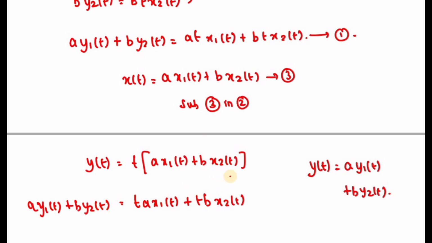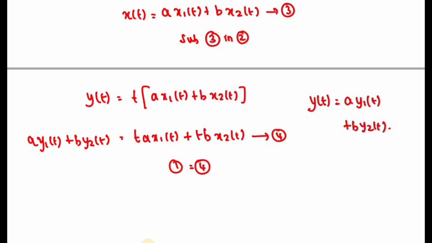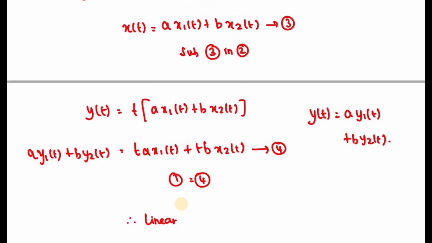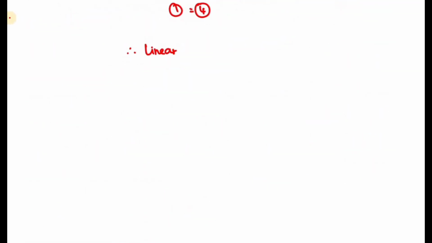So from the first and the fourth equation, so if I equate the first and fourth equation, both are same, right? So therefore it is linear. So this is about whether it is linear or not. The next one is time variant or invariant.